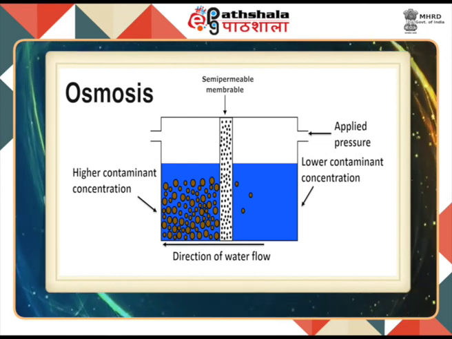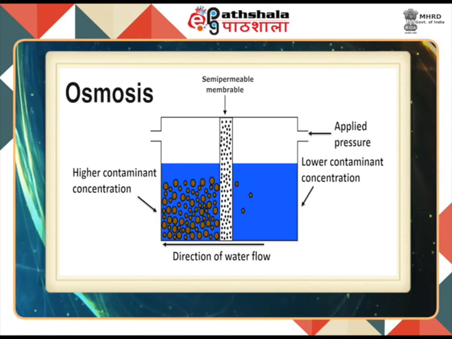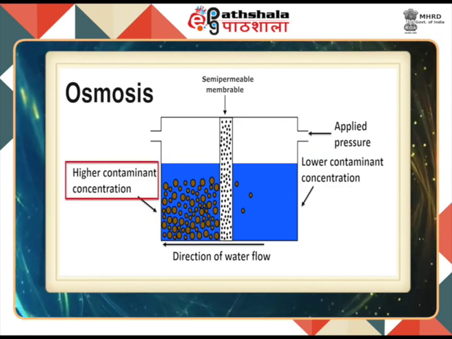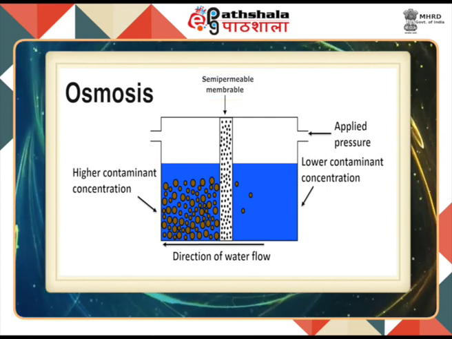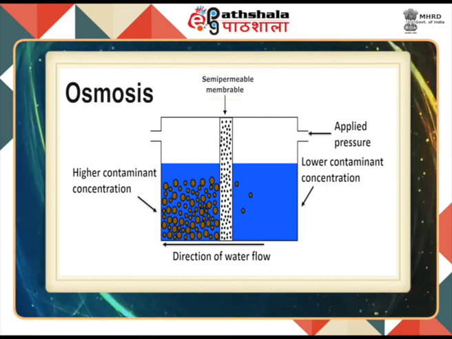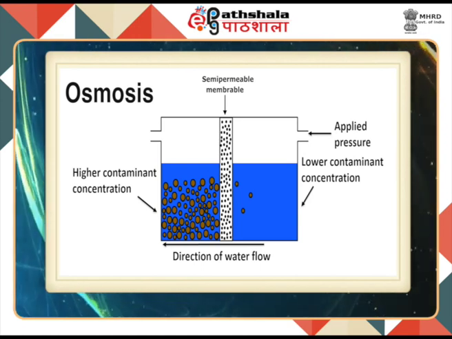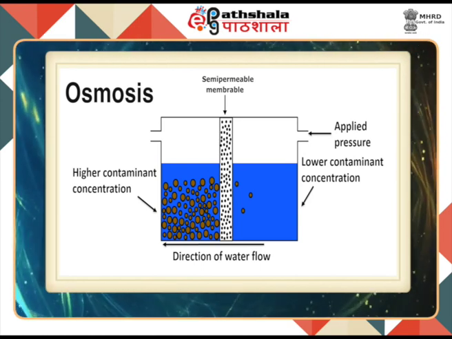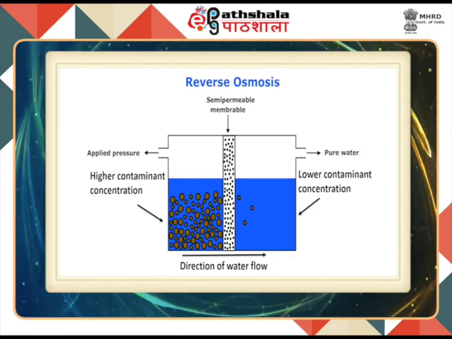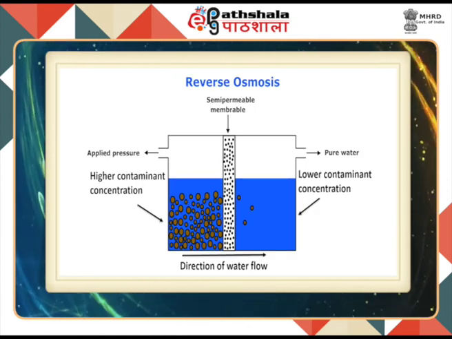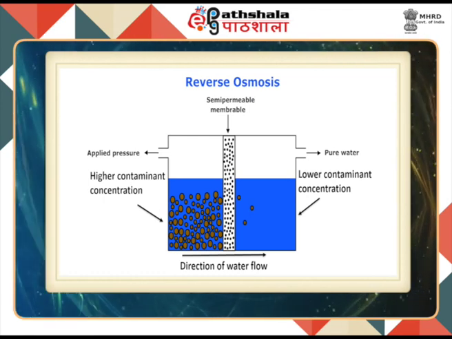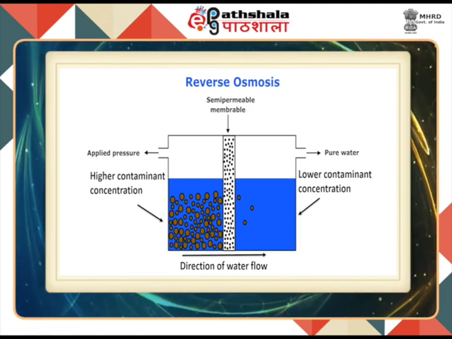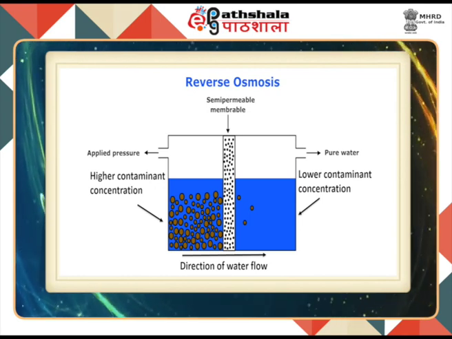Osmosis is the natural process in which fluid flows from lower concentration to higher concentration across a semi-permeable membrane. The pressure which is exerted by the solvent as it passes through is called osmotic pressure. But opposite to that, in reverse osmosis, pressure is applied to the concentrated solution, reversing the natural direction of flow, forcing water across the membrane from concentrated solution to dilute solution.